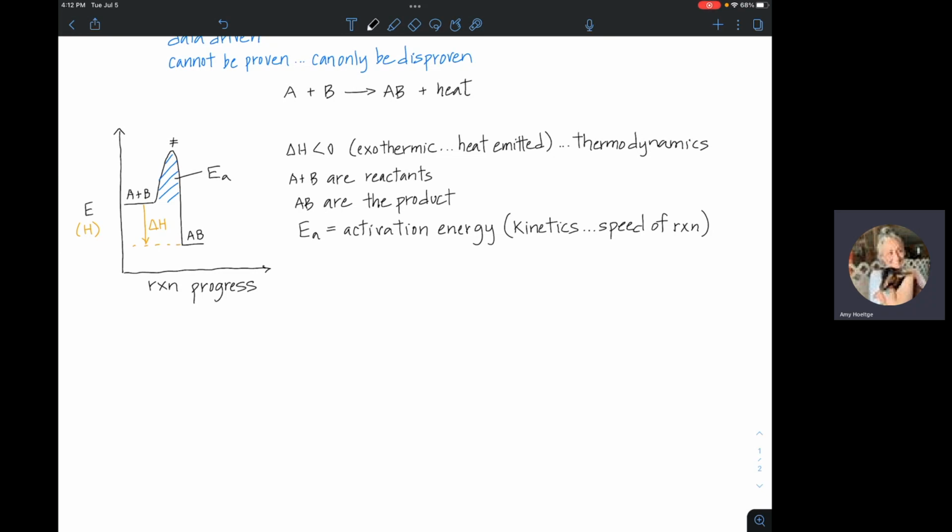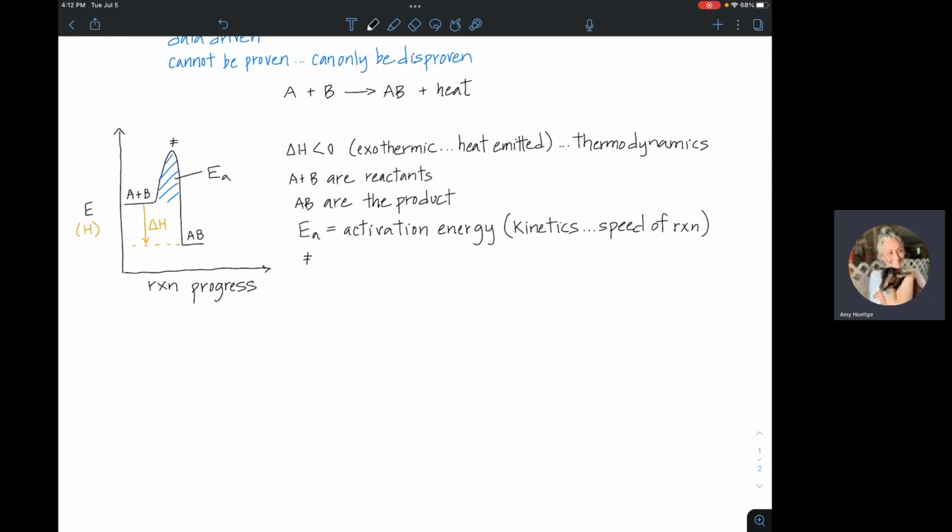E sub A, speaking to the kinetics, how fast is this thing going to go? The bigger that mountain is, the slower the reaction is going to be. That's something you're probably going to want to remember. So if you can envision a tall bump versus a small bump, right? The small bump, that's a faster reaction.